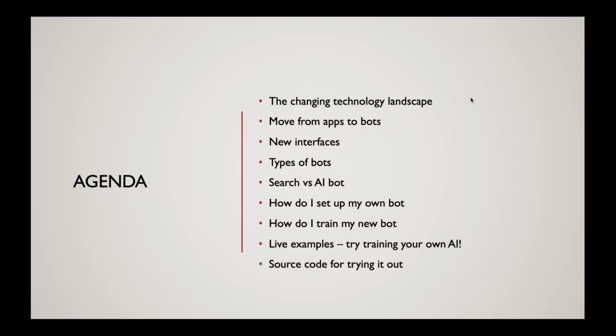This is a broad agenda. We talk about the changing landscape, the kinds of bots, and the new interfaces in the landscape now. A lot of people get confused about the difference between a search and an AI bot, so that's something we delve into deeply here. Then we cover how to set up my own bot and train it, with a few live examples. I am also sharing the source code that I have created for this in my GitHub link. So that's the broad agenda for today.